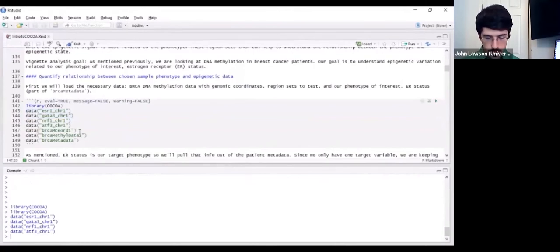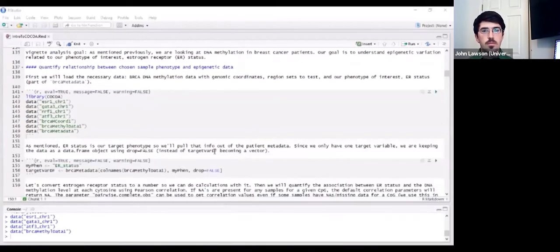These are GRanges objects that have the coordinates for ChIP-seq protein binding regions for those transcription factors. And we're only going to look at chromosome 1 in this vignette. Now we're going to load the DNA methylation data: the coordinates and the methylation proportion from 0 to 1 at those coordinates for each sample.